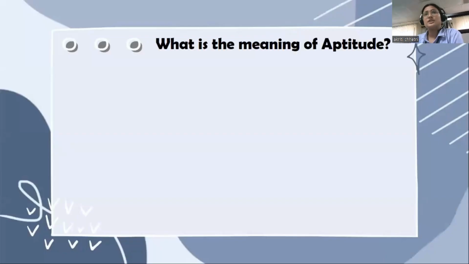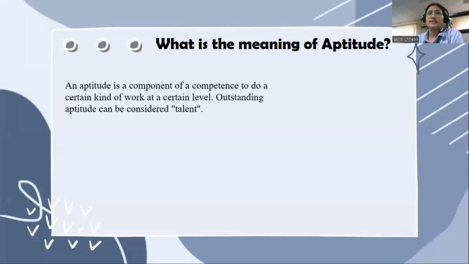So now, what is aptitude? An aptitude is a component of a competence to do a certain kind of work at a certain level. Outstanding aptitude can be considered talent. In a simple way, aptitude is a skill which you are going to use. If I merge the words teaching and aptitude together, it means the skill of teaching which a teacher uses to teach their students.